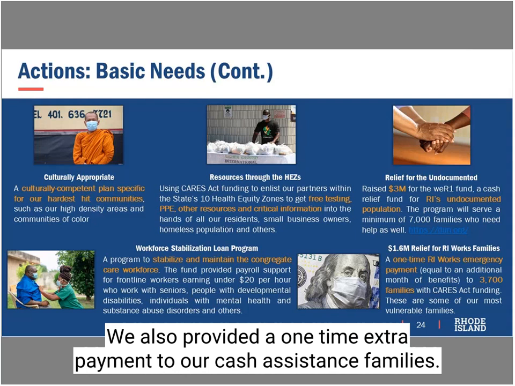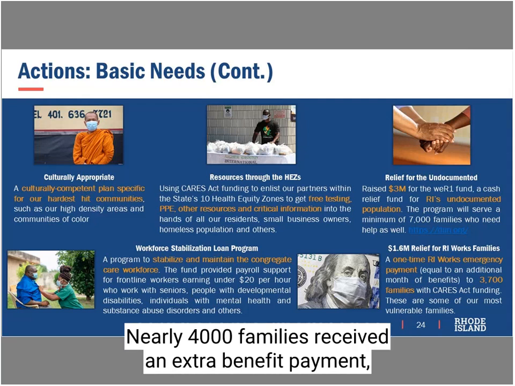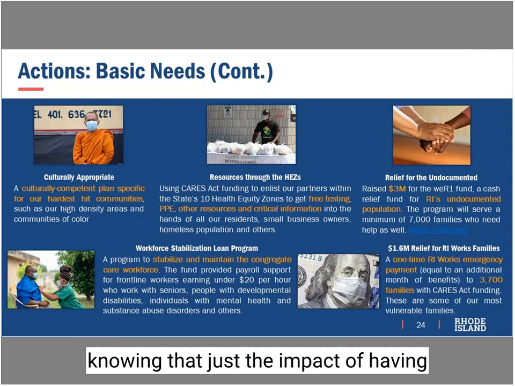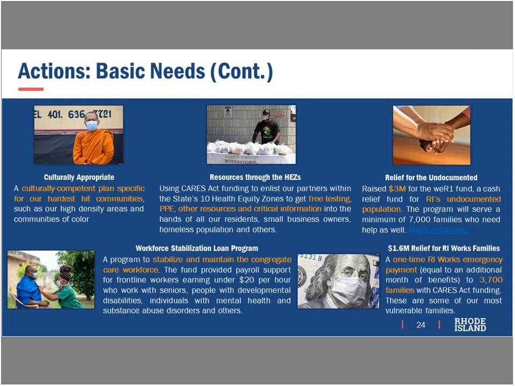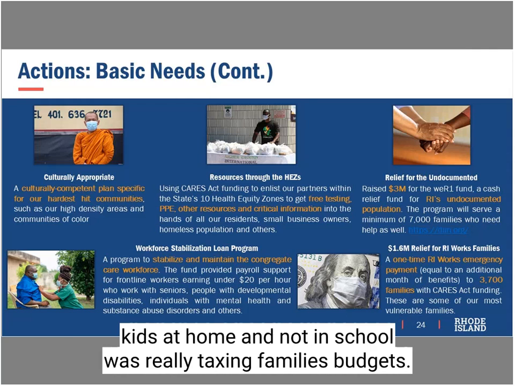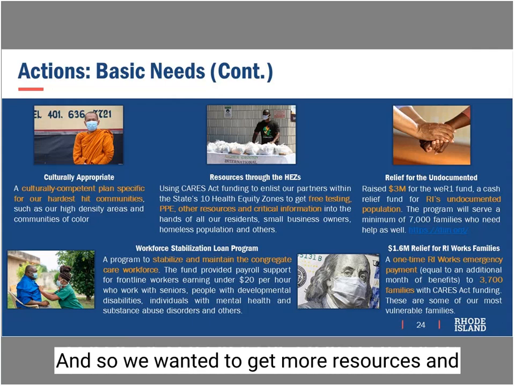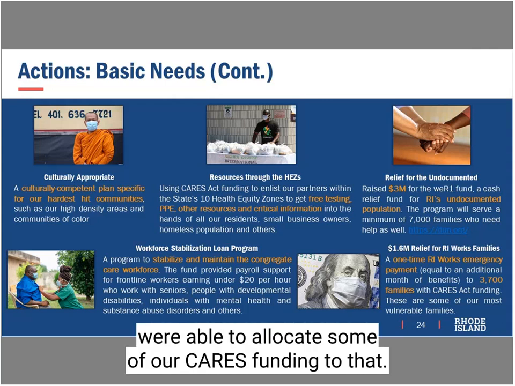We also provided a one-time extra payment to our cash assistance families. Nearly 4,000 families received an extra benefit payment, knowing that just the impact of having kids at home and not in school was really taxing families' budgets. And so we wanted to get more resources and were able to allocate some of our CARES funding to that.